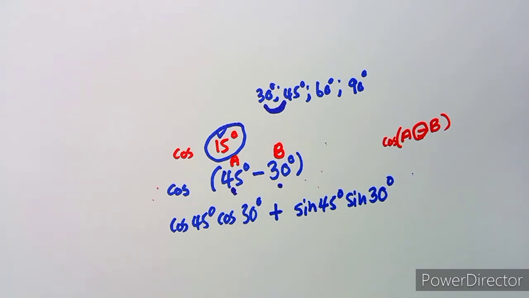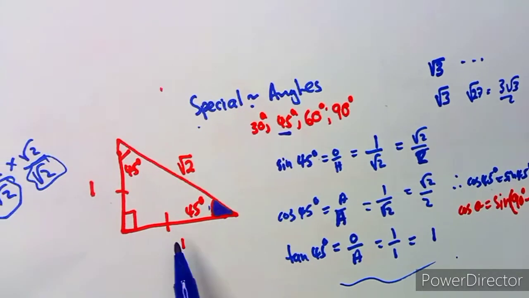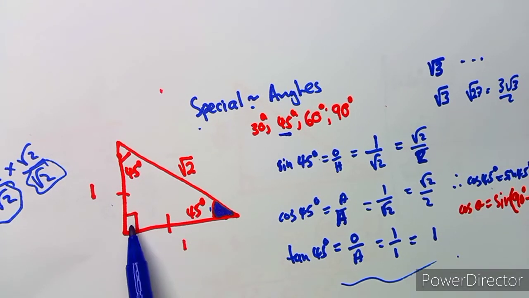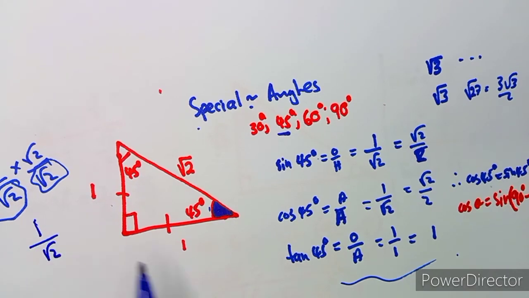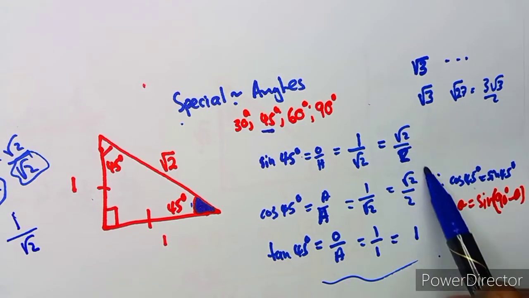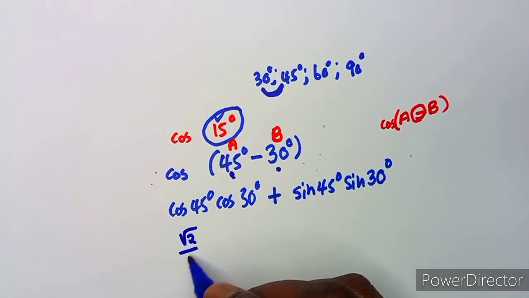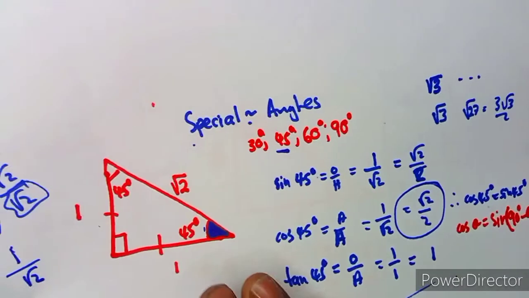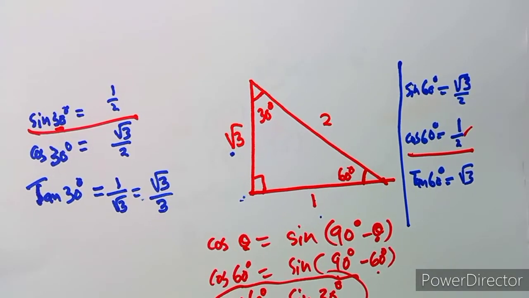Okay, so this is what you're going to take now. Cos 45 degrees. Remember, we said cos 45 is what? Adjacent over hypotenuse, and we got 1 over square root of 2, which gave us square root of 2 over 2. So this one is going to give us square root of 2 over 2 times cos 30. Here we do not have 30, so I have to use the triangle that has got 30, which is this triangle.